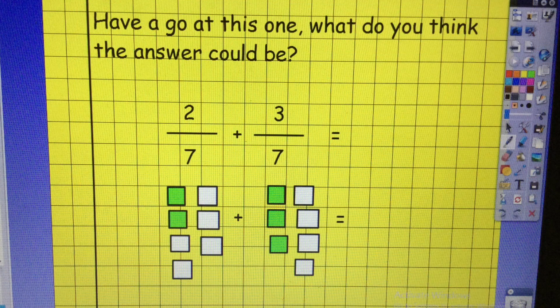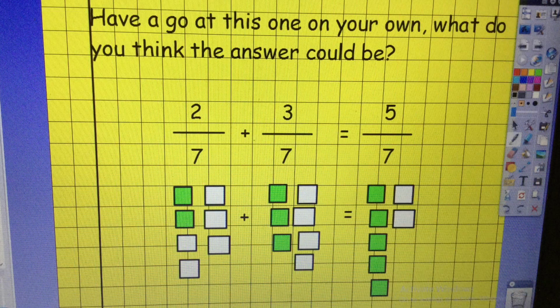Have a go at this one. What do you think the answer could be? 2/7 plus 3/7 equals. Pause the video now and have a go at home. 2/7 plus 3/7 is 5/7. 5 out of the 7 boxes are green.